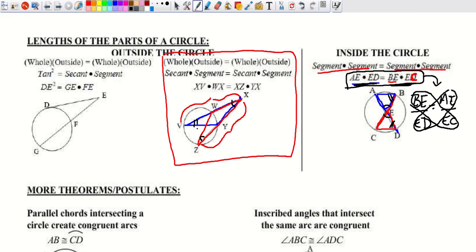Okay, so WX in this red triangle corresponds to XY in the blue triangle, and the whole segment in the red triangle is ZX, which corresponds to VX in the other triangle. As we multiply these together, we get WX times XV, which is this first segment, and then ZX times XY, which is the other segment. So we're doing the whole secant line times the outside segment. That's just a justification. I don't expect you to know that one. You don't have to know the justification for it. You just have to know how to use it. I wanted you to see where it's coming from, but really, for our purposes, it's just the whole secant times the outside segment.